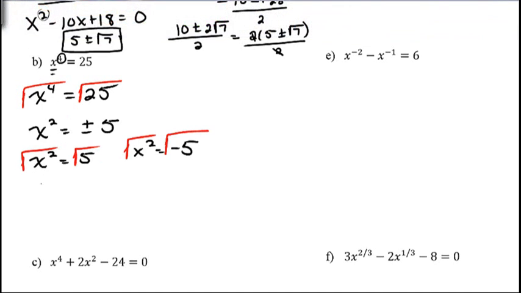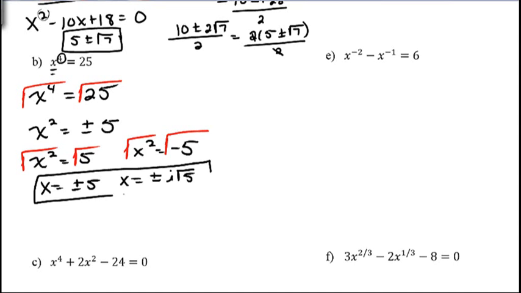So this gives you x equals plus or minus the square root of 5, and this one gives you x equals plus or minus the square root of negative 5, and the square root of negative 1, remember, is i, so that's i times the square root of 5. So we have four solutions. We have positive square root of 5, negative square root of 5, positive i times the square root of 5, and negative i times the square root of 5.